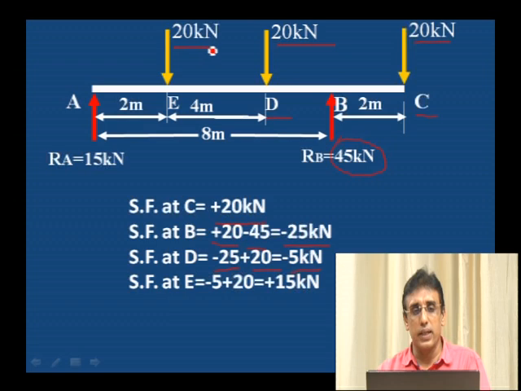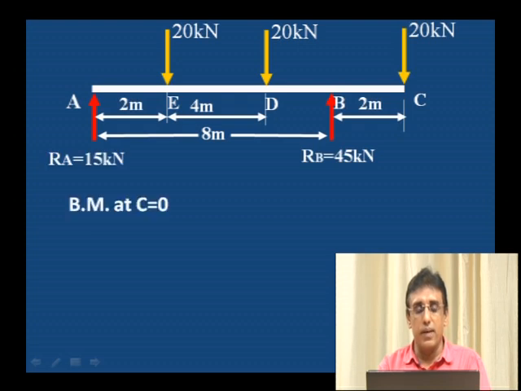Again, shear force at E: one more 20 kilonewton is added, previous value is minus 5, plus 20, plus 15 kilonewton shear force at E. Shear force at A is also 15 kilonewton, there is no load added between A and E, that is why it is 15 kilonewton.